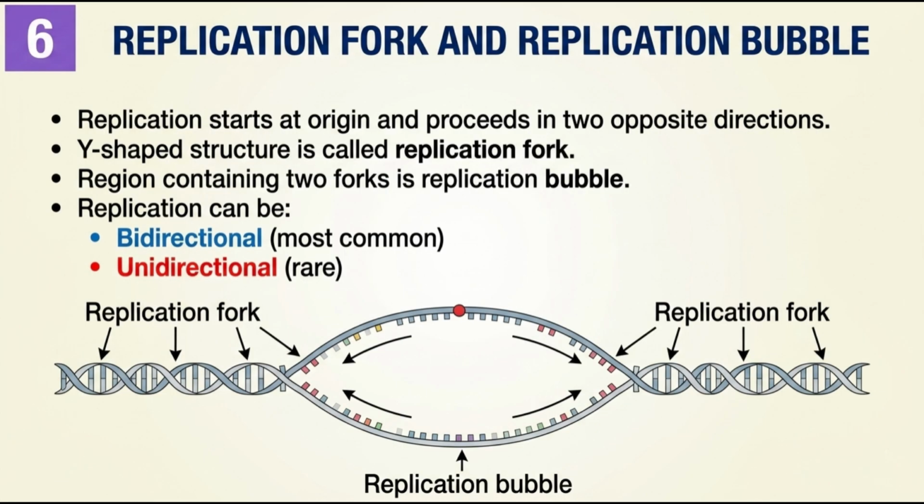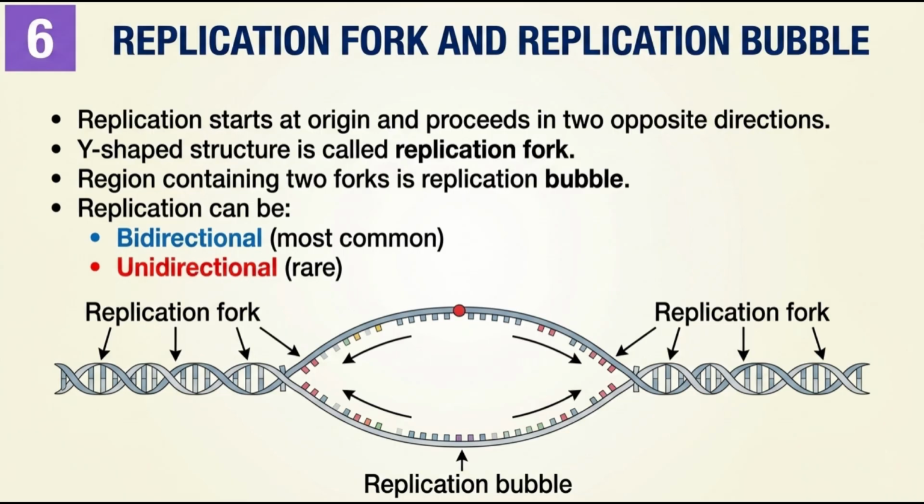Replication fork and replication bubble. When DNA replication begins at an origin, the double helix unwinds. This creates a Y-shaped structure known as the replication fork. In bidirectional replication, two replication forks move in opposite directions from the origin. The region between the two forks is called the replication bubble. Most organisms show bidirectional replication because it increases replication efficiency. Unidirectional replication is comparatively rare.